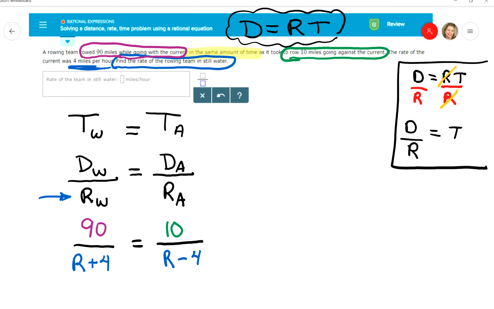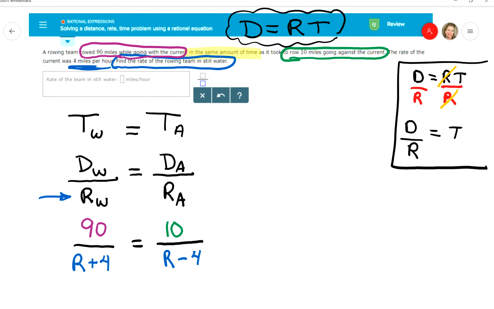Remember, R is the rate of the rowing team in still water. Just how hard can they paddle? But if you bring in a current and they're going with the current and they keep paddling at the same rate, the current's going to speed them up by 4 miles per hour. If they turn around and paddle at the same rate, that current's going to slow them down by 4 miles per hour. And that's my equation, which is a proportion.